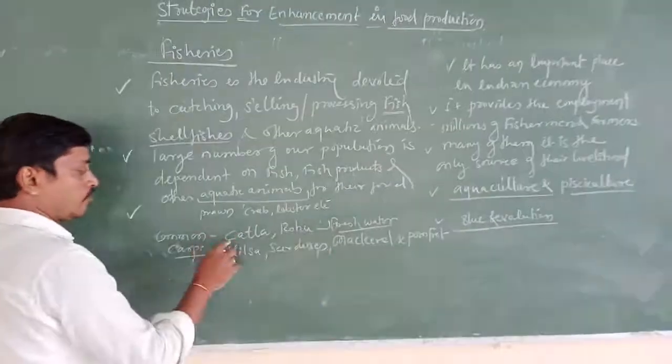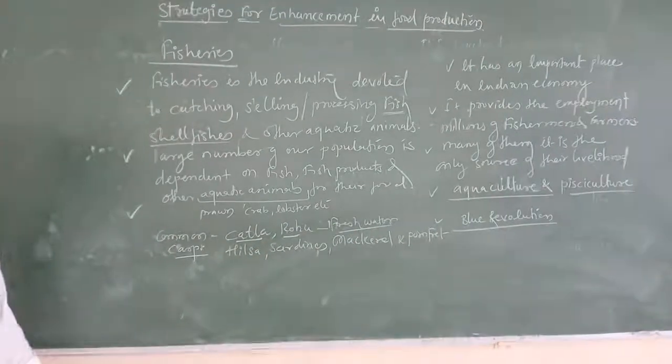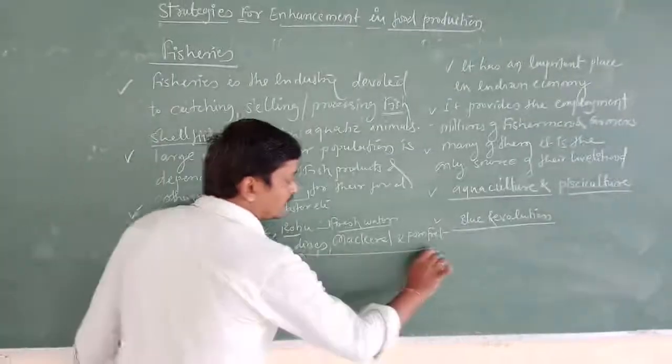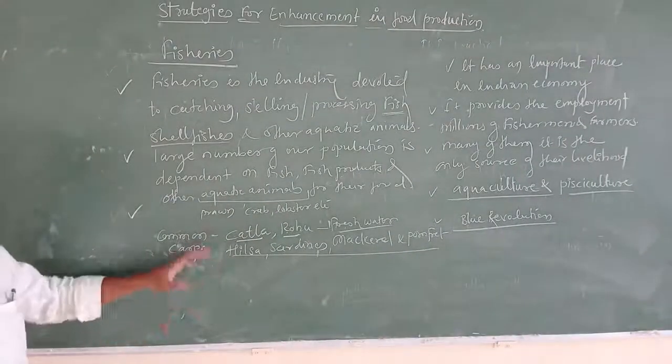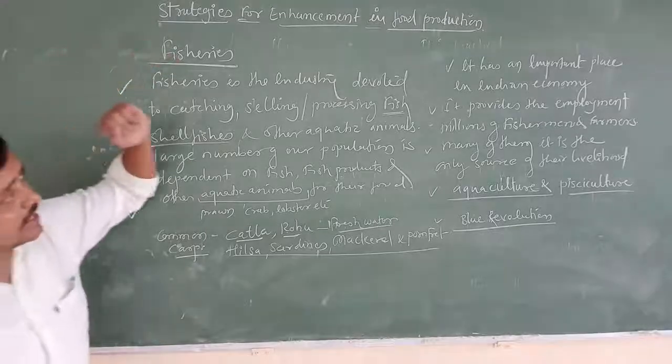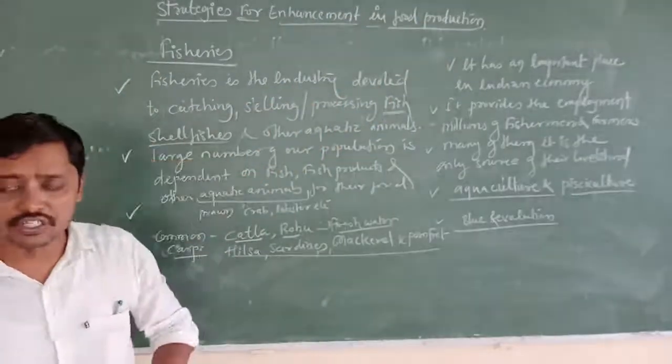These common carps are Katla and Rohu. These are from fresh water, and whatever I have written below are from marine water. Understood? This is about common carps. Now, fisheries: what is the importance of fisheries?